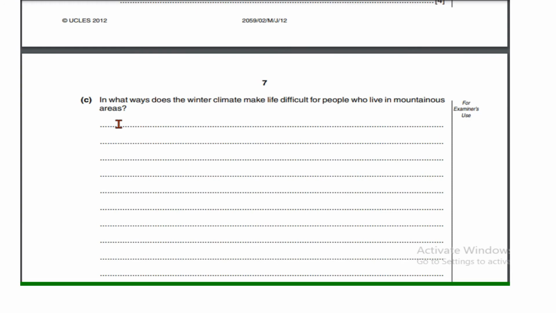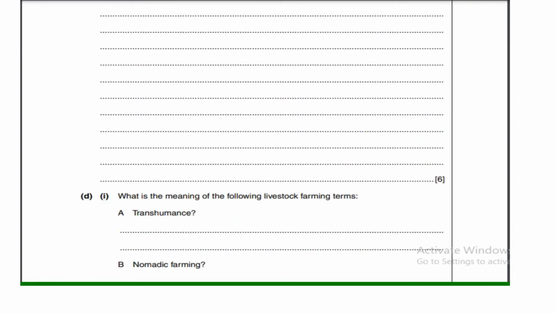So make sure you give an appropriate answer, not simple statements, because again the question is asking you in what ways the winter climate makes life difficult for people who live in this area. Just don't give simple statements. This is a 6 marker question, so I'm looking for some developed answers which make sense.